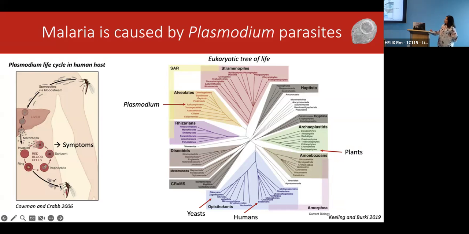So these are unicellular eukaryotes. So they're quite complex. They have about 5,000 genes in their genome. On the eukaryotic tree of life, they're over here in the apicomplexan group, which is quite distant from most of the other species that we hear about or that are usually studied.